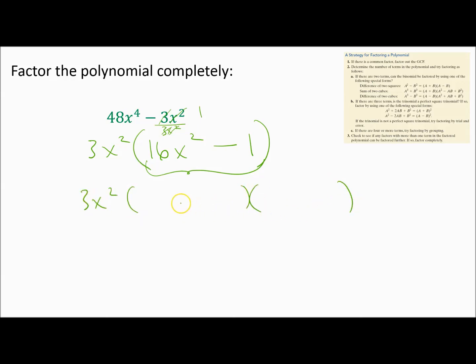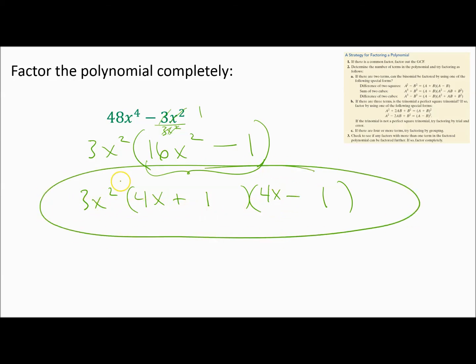Remember, a difference of squares is 1 plus and 1 minus. Whatever the square root of the first term is goes in the first position. So the square root of 16 is 4. The square root of x squared is x. First position. Square root of 1 is 1. Square root of 1 is 1. Second position. Then you look to see if that can be factored further, and it can't. Okay, when you get to an x to the first, you know you're finished.